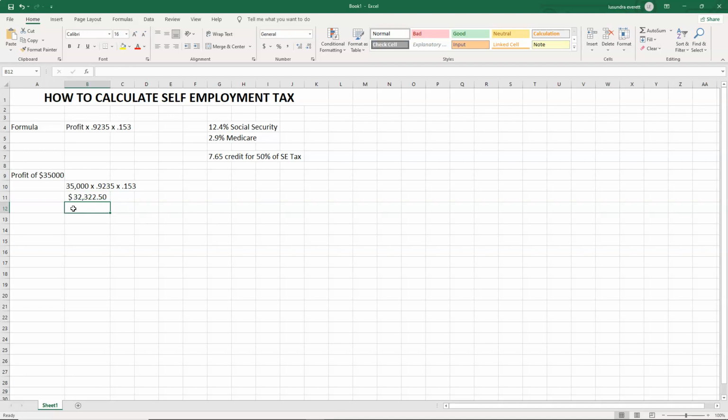Then you take that 323, because we're going to round up since it's 0.5, and we're going to multiply that by 0.153. And so your self-employment tax is going to be roughly 4,945 and 42 cents. So on a tax return, you're going to round down to 4,945. So based on a $35,000 profit, your self-employment tax should be 4,945.